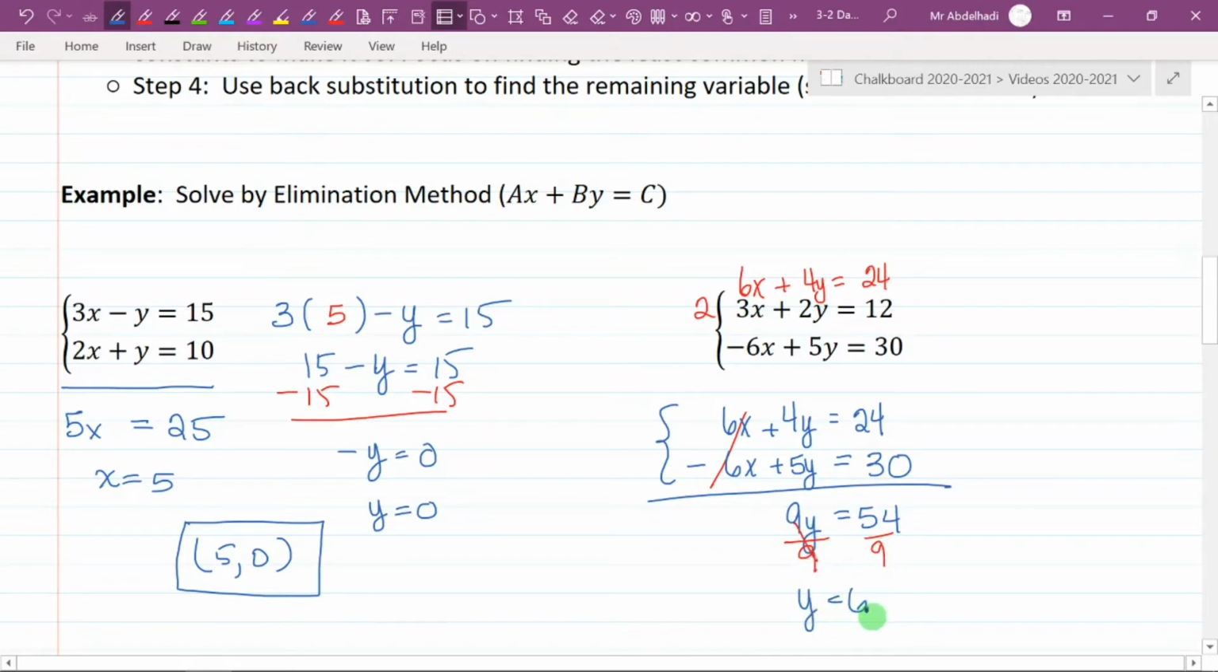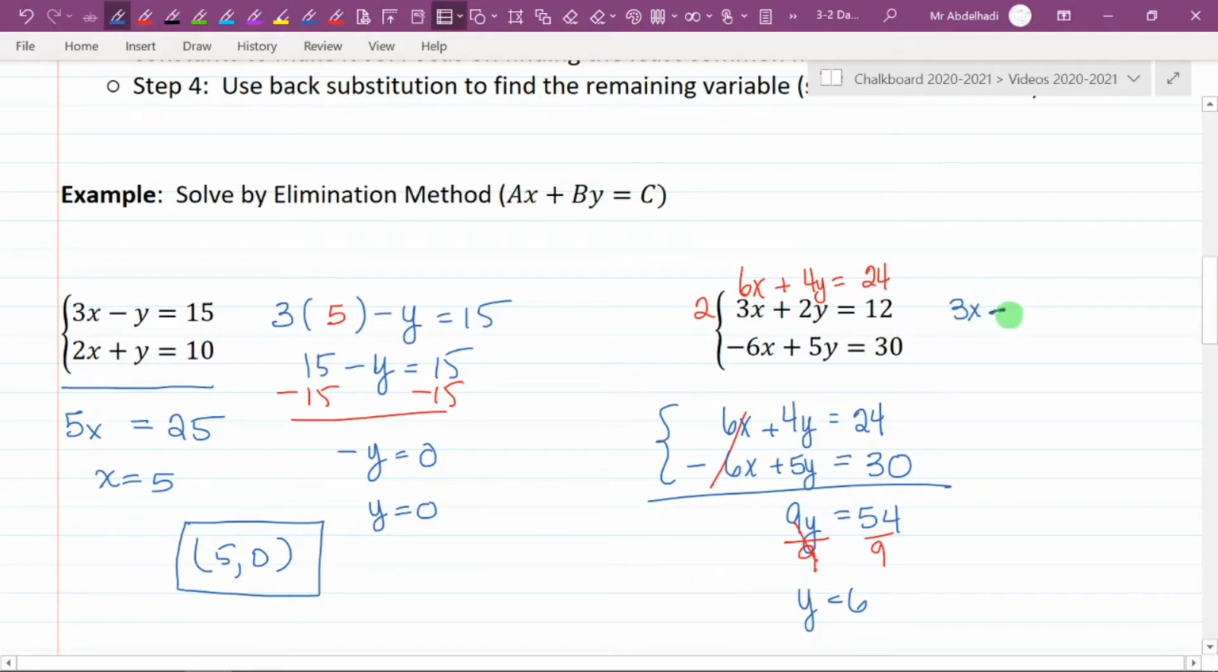Am I done? No, because once again, I need the x and the y. So what you can do is come back to the original problem here and choose one of the two equations to plug in y equals 6. Okay, unlike substitution where you had a formula waiting for you for the x, this time you can just choose one of the two. It doesn't matter, whichever one looks easier to you. So the top one looks a little bit easier because the numbers are smaller and there's no negatives in it, so I'll use the top one.